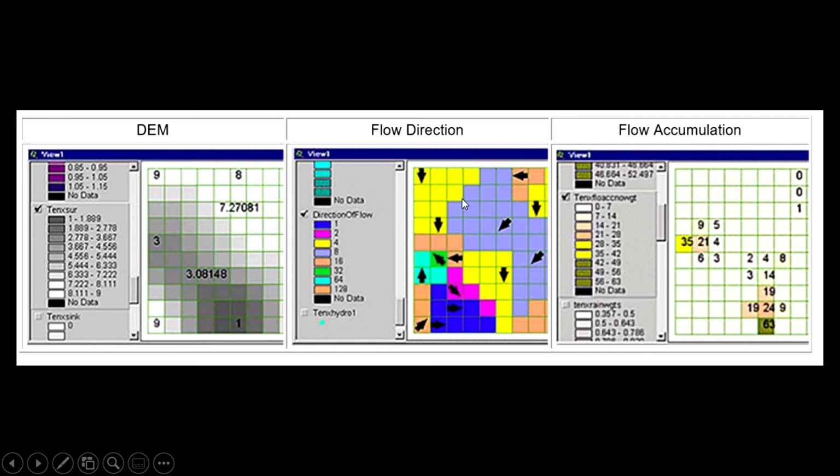Then there's the flow direction grid. The arrows help show the general pattern, and we can see that things are flowing towards 1, and it looks like things are flowing towards the 3, and we've got that separation happening here.